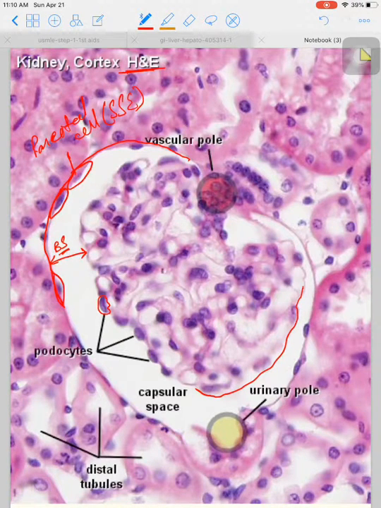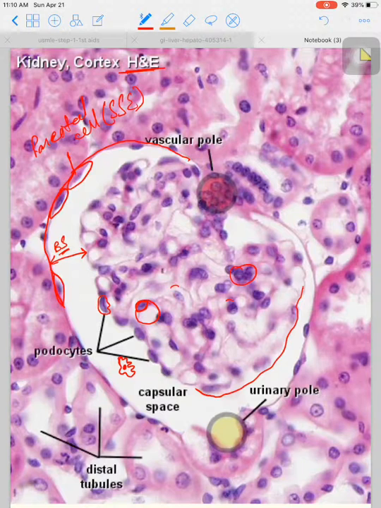Podocytes are the visceral epithelial layer of the Bowman's capsule. These are specialized cells. They have foot processes and filtration slits and provide effective filtration. Here we can see the lumen, the capillary lumen. Here is the nucleus and some mesangial cells.